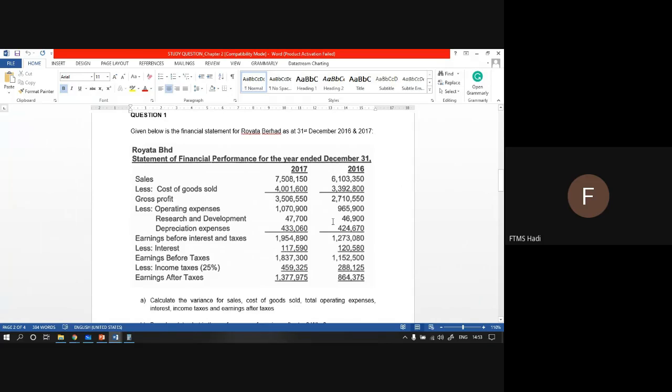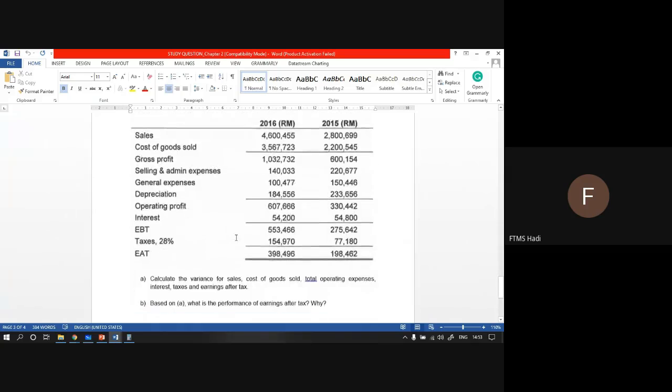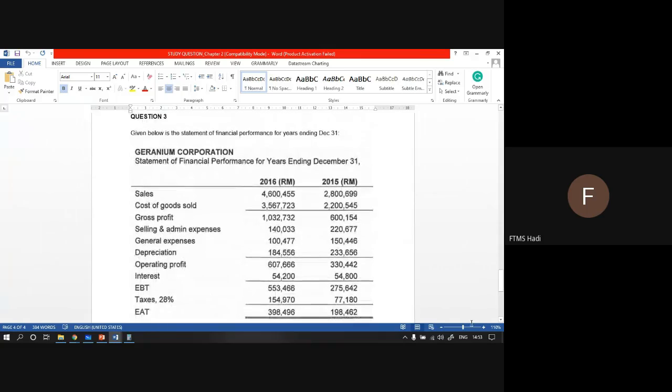I think this one is already done, right? Oh, this one already done. I think let's have a look at this next one. Okay, let's have a look at this question 3.